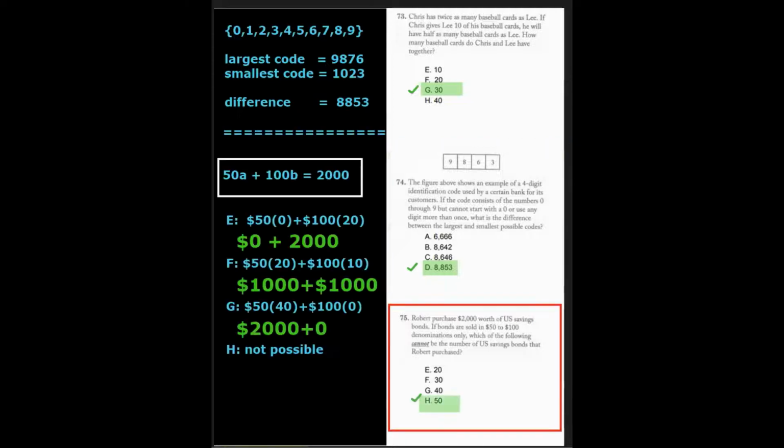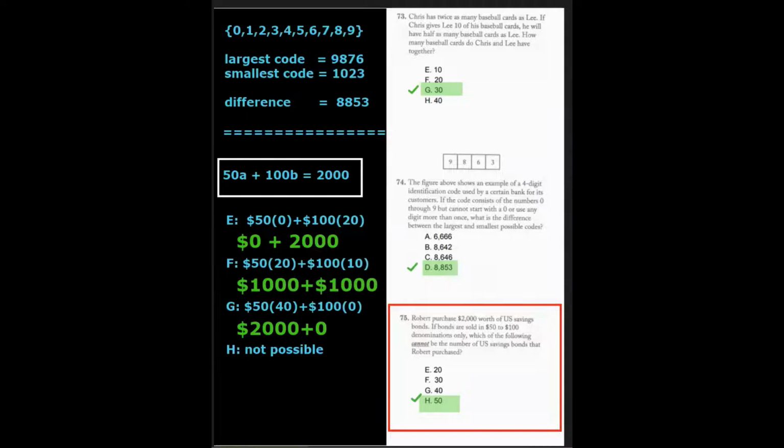Question 75. Robert purchases $2,000 worth of U.S. savings bonds. If the bonds are sold only in $50 and $100 denominations, which of the following cannot be the number of U.S. savings bonds that Robert purchased? Well, if you write down the formula, $50 times some amount A plus $100 times B equals $2,000 total invested in bonds. For choice E, it's possible to have 20 bonds if he buys only with the $100 bond level.